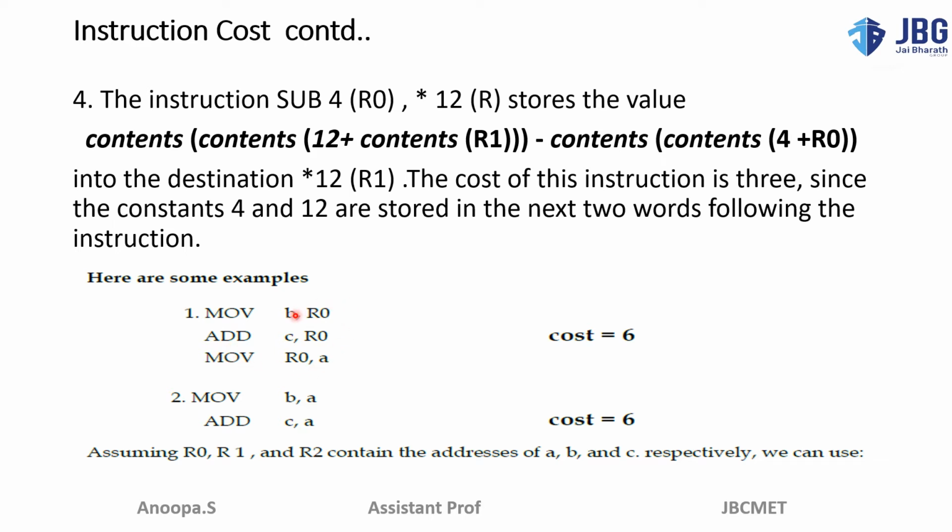Here, since we have to refer to a memory location, each instruction has a cost of 2, hence the total cost is 6. Now here move b, a and add c, a. Here two memory references are there, so here instruction cost is 2 plus 1 becomes 3. Here also 2 plus 1 is 3, hence total cost becomes 6.